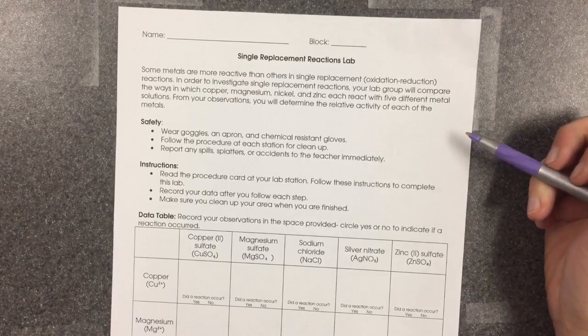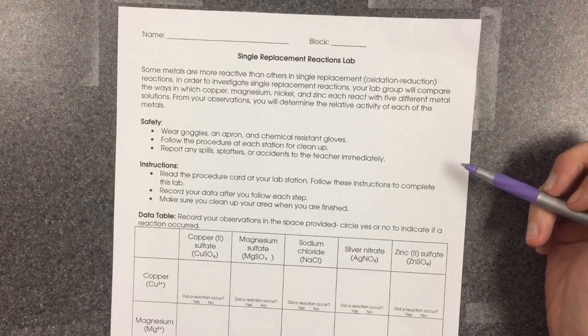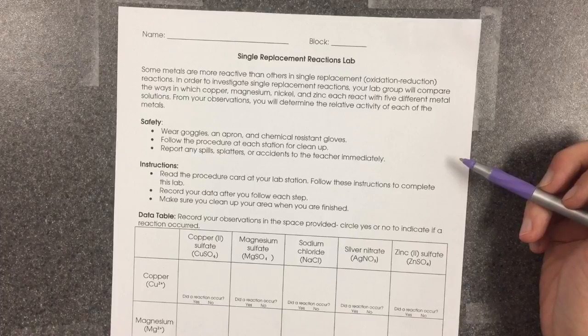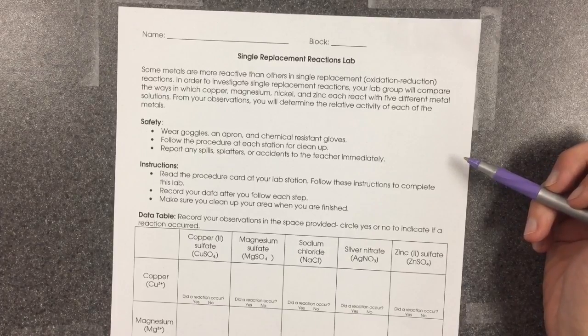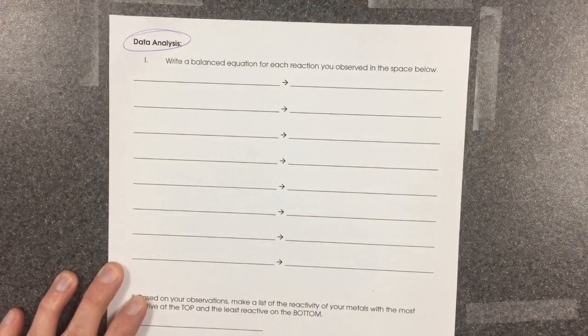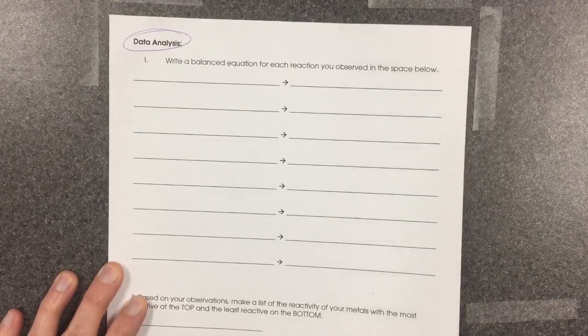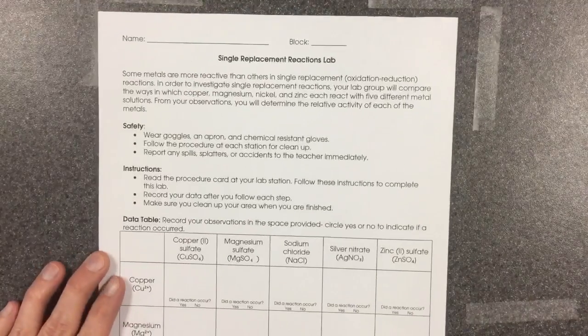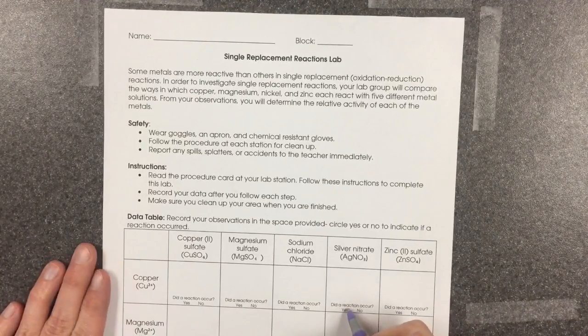If you guys did not write equations for the reactions that you observed on Friday, then you need to make sure that you do that. The back of this sheet, the data analysis here, needs to be done. I can do one of them with you just as an example. You guys should have noticed that silver nitrate did react with copper in the lab.